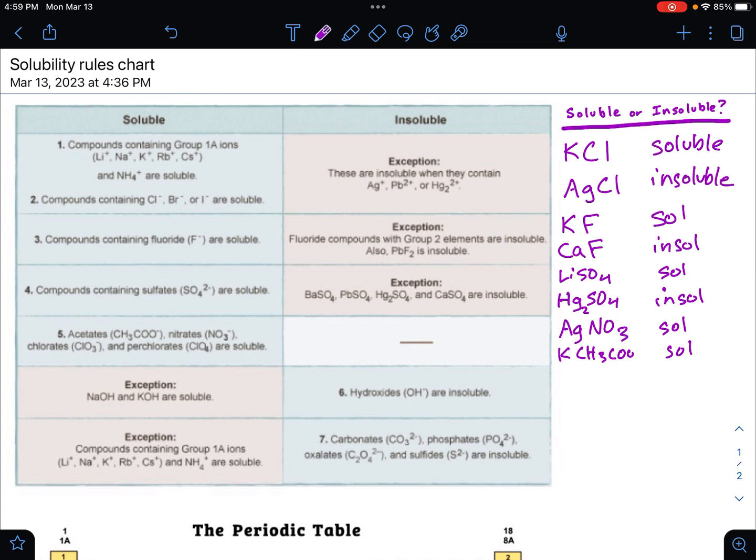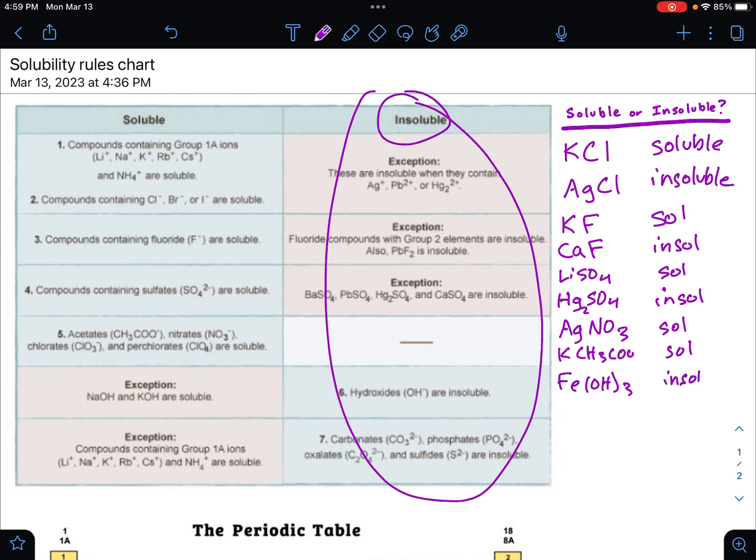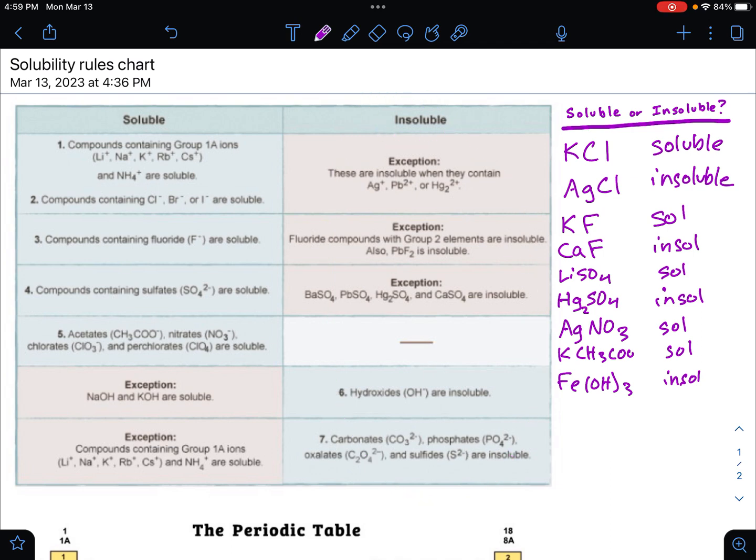Now, we're going to move on to Rule 6. So the table kind of goes this way. Let's look at Rule 6, and now we're talking about insoluble. Hydroxides are insoluble, with the exceptions of NaOH and KOH. So if I give you something like iron hydroxide, well, that's going to be insoluble. It's not an exception, so it's insoluble, right? Because we're on the insoluble side of the table now. And then, of course, if I put sodium hydroxide on here, well, that's an exception. So that is soluble.